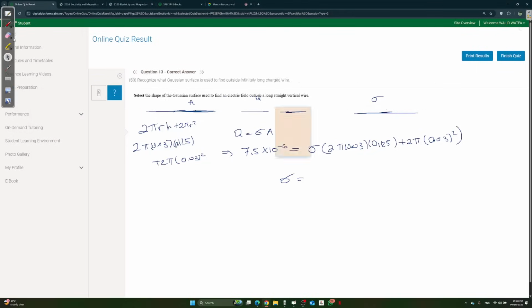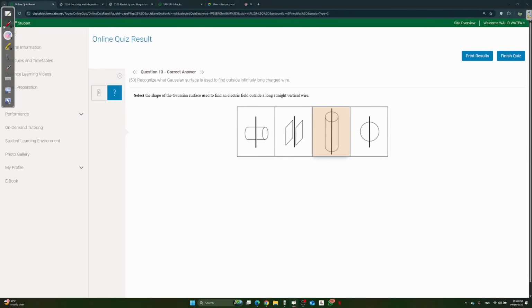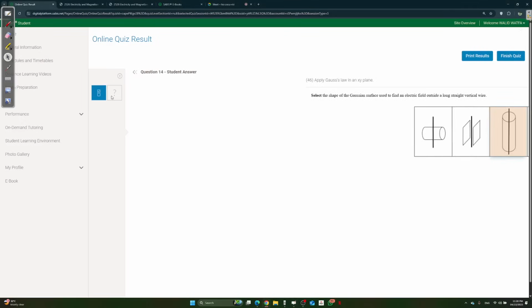Okay. Question 13. They said, select the shape of the Gaussian surface used to find an electric field outside a long straight vertical wire. A long straight vertical wire, it's not going to look like this because this is a horizontal wire. You guys aren't stupid. So obviously it won't be this one. It's a wire. Can a wire be plates? These are plates, obviously no. This one, no, this is a sphere. Is this a wire? No. It has to be a cylinder. So it's going to be this one. Really, this is a grade 1 science question.